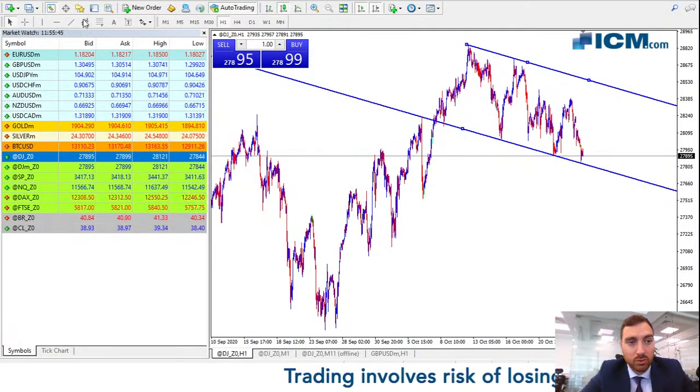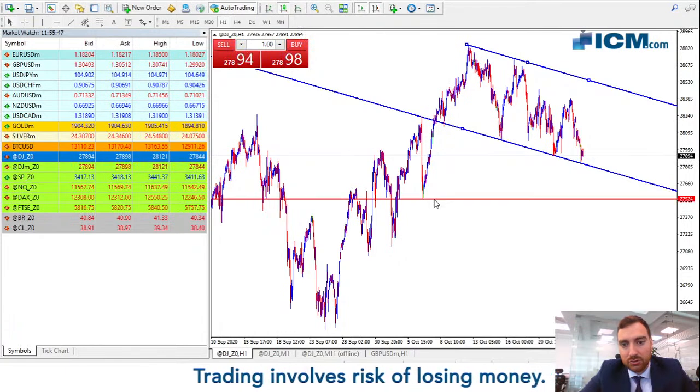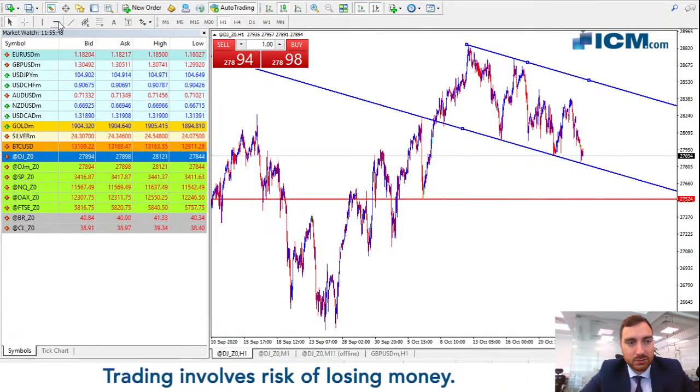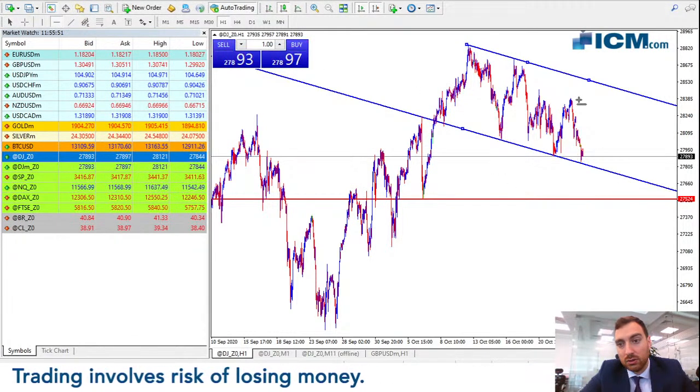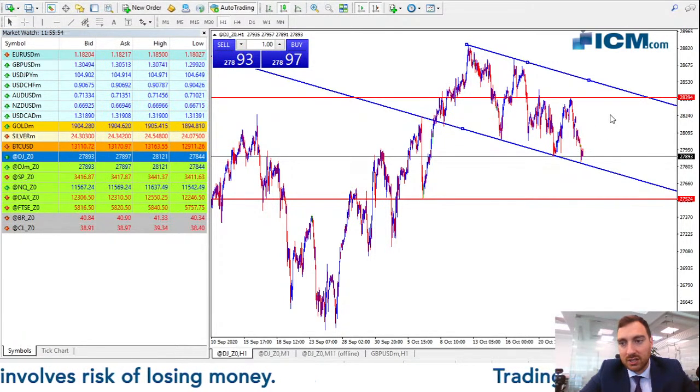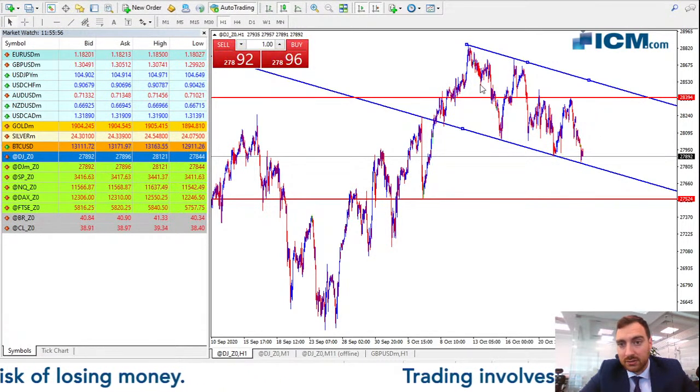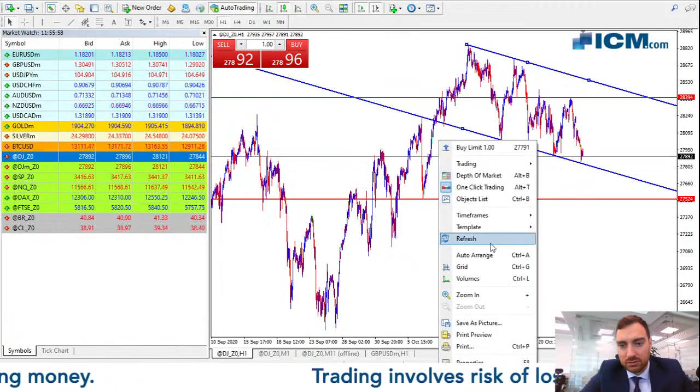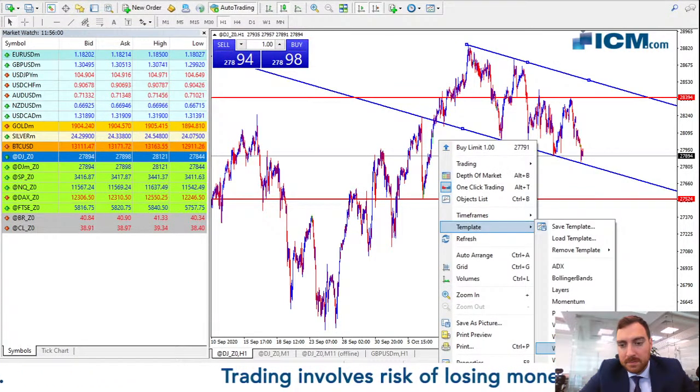So any break maybe below the bottom of the channel could lead to a retest of 27,524. While if the channel holds, we could be retesting 28,395. So this is the formation on the Dow Jones. You can trade this formation.